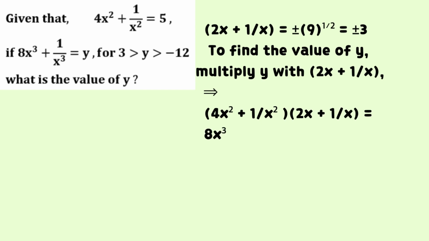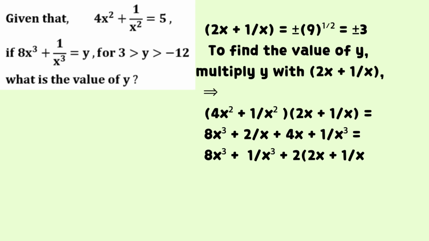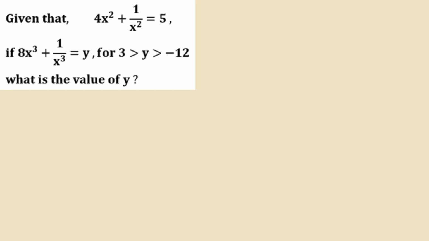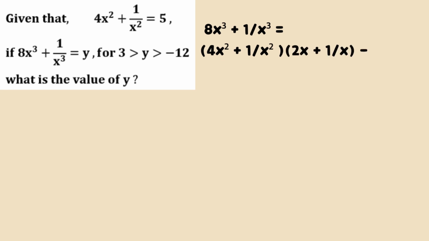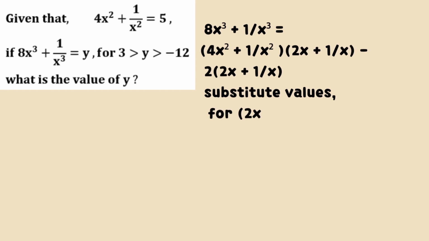To find the value of y, multiply y with the sum of 2x and 1/x. Simplify the product expressions as shown on the screen, and we have the sum of 8 times the cube of x and 1 divided by the cube of x, minus 2 times the sum of 2x and 1/x. Thus, the sum of 8 times the cube of x and 1 divided by the cube of x equals the expression shown.